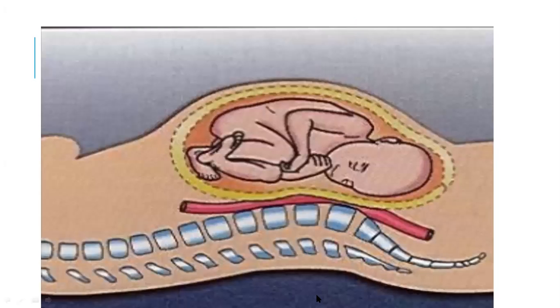So, in the supine position, when the gravid uterus compresses the vena cava, then the venous return is reduced, cardiac output decreases, and there is hypotension.